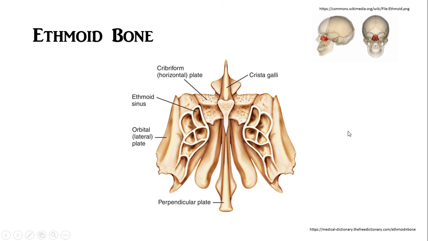Next we have the ethmoid bone. It's another odd looking bone. It's posterior to the nasal bone and anterior to the sphenoid bone. Two main features of the ethmoid here are the cribriform plate and the crista galli. Next we have these ethmoid sinuses, which are these holes here, and the orbital plate, and then finally the perpendicular plate there.